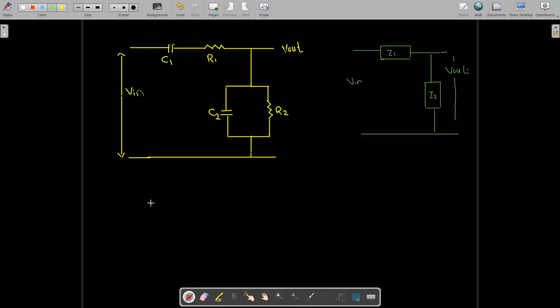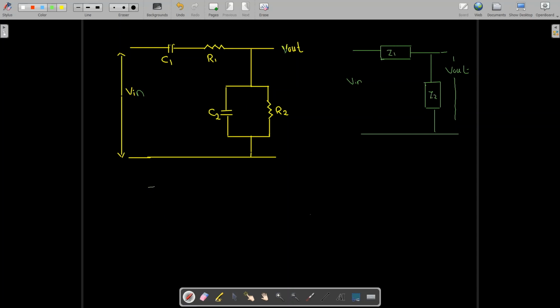Welcome everyone. Now this circuit was used as a feedback circuit in Wien Bridge oscillator. So let us find the V out divided by V in for this feedback circuit. This V out by V in will be our beta because this is our feedback circuit. Now this C1 and R1 is denoted as Z1 and this C2 R2 is denoted as Z2.